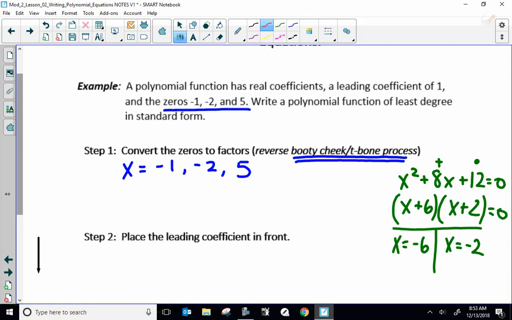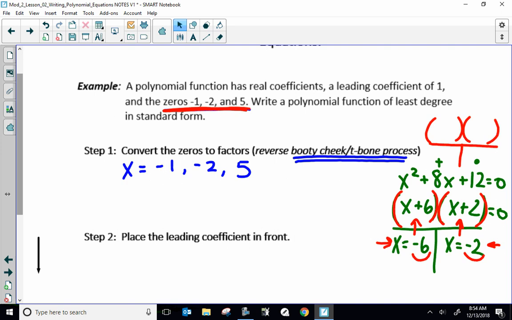Now, I call this booty cheek and T-bone because I joke around and I say my sets of parentheses look like a booty cheek. Those are booty cheeks. Then T-bone is just the T underneath. Okay, booty cheek and T-bone. Now you know my secret. Okay, so what they do here, yes, I know I'm not writing in green anymore, but still, don't write this. They give us these, and they want us to put them back into their factors. If I have -6, I know that came from the factor x plus 6. If I have -2, that should have come from the factor x plus 2. So that's all we're really doing for step 1. Okay, now we can continue the problem.